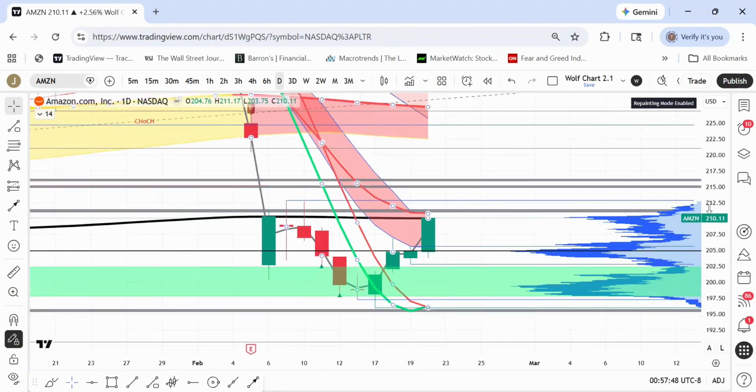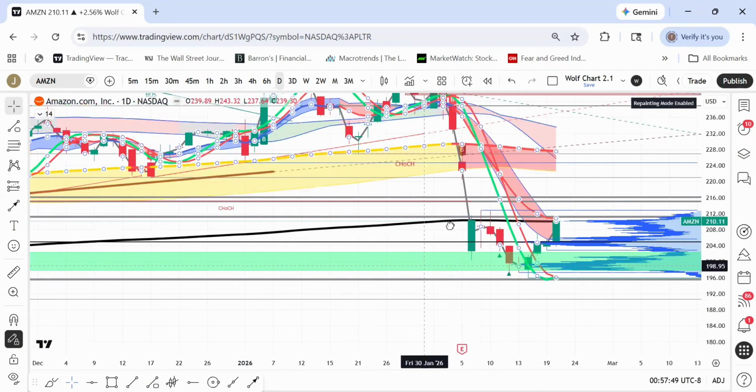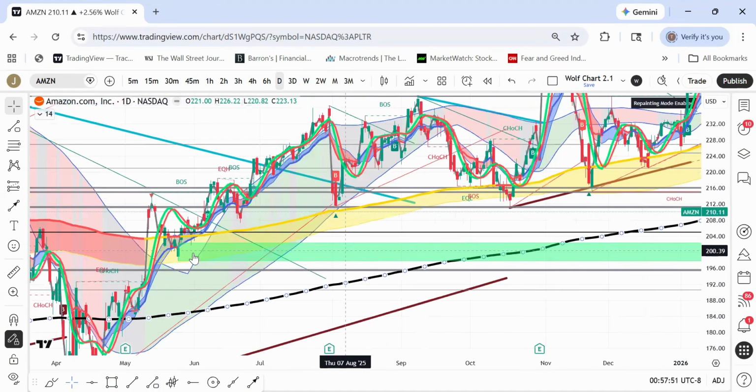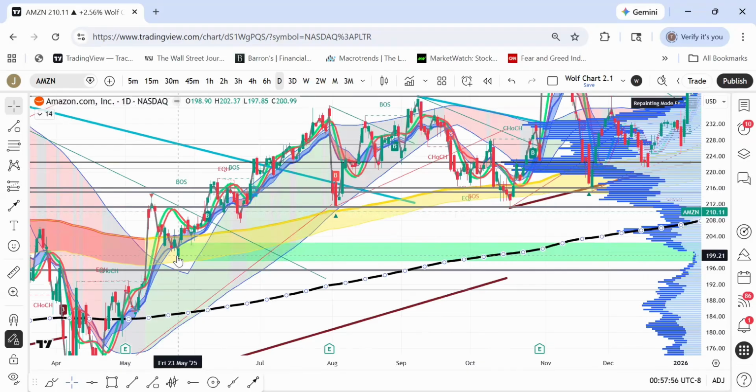But let's look back. How far and how old is this internal order block? This internal order block was created May 23rd, 2025. This is the last time smart money bought this position at this price.